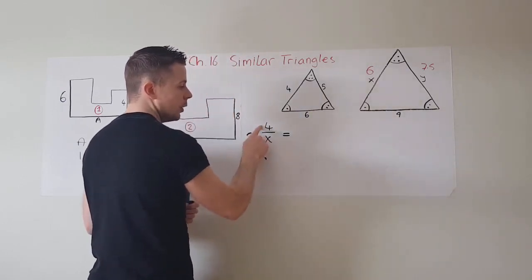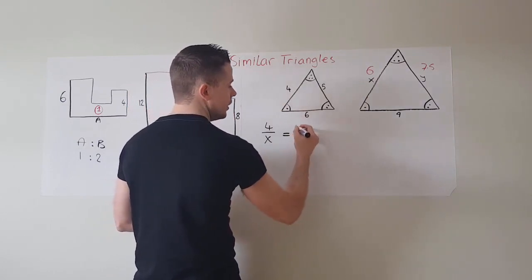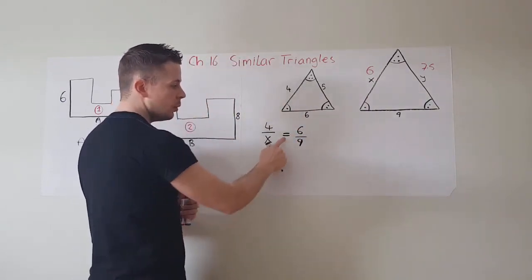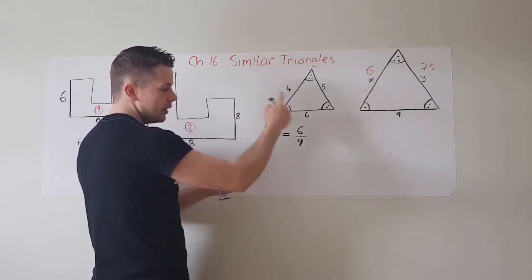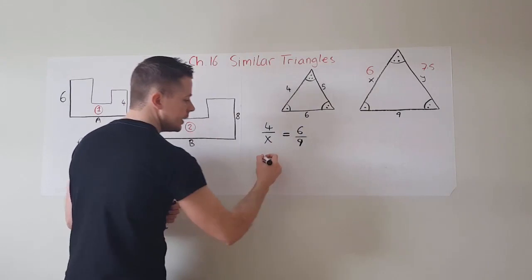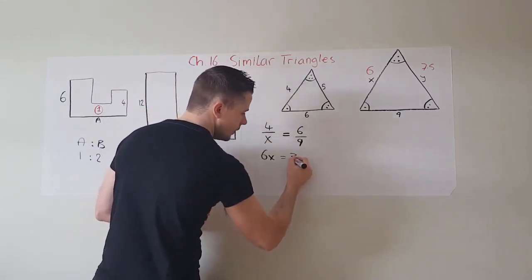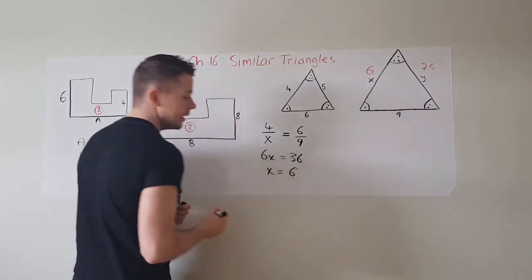We went with the small one first with the 4, so we have to go with the smaller triangle here. So 6 all over 9. So now we have an equation set up with one unknown. Simply cross multiply. We're going to get 6x is equal to 36. X is equal to 6.